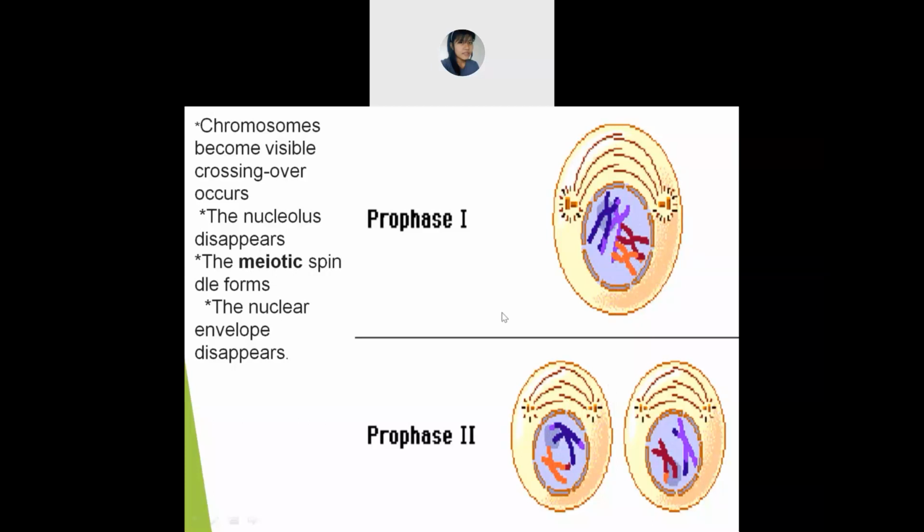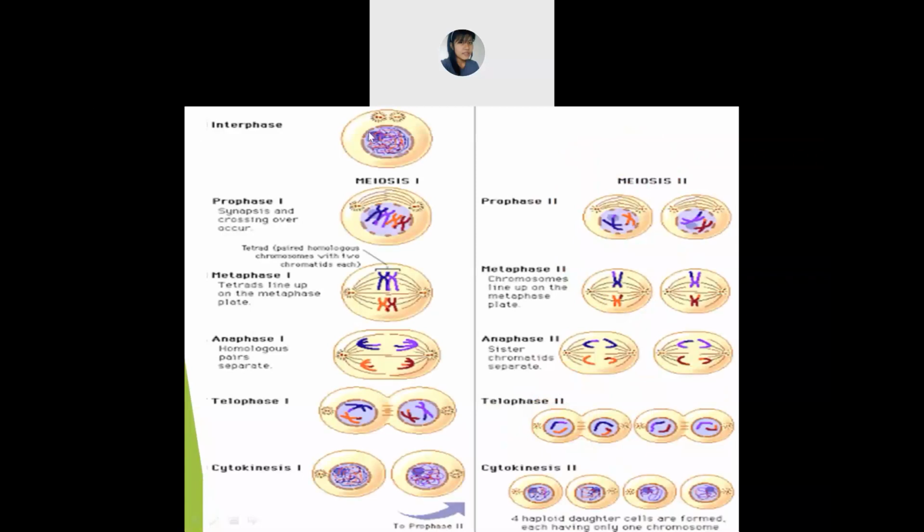First is prophase one. All right, in the first phase of meiosis, you will get prophase one. So in prophase one, you will find that the chromosomes become visible and crossing over occurs. So the chromosomes, this one. Wait, let me just show you. Here you see everything was coiled together.